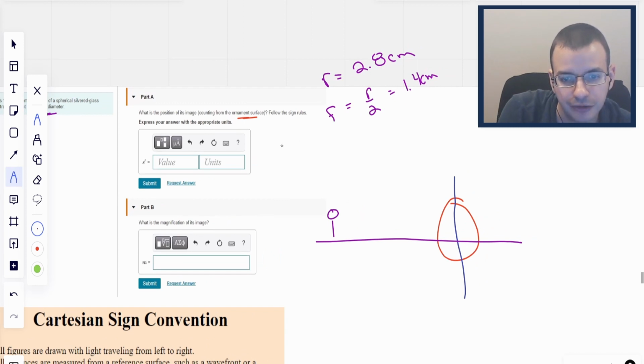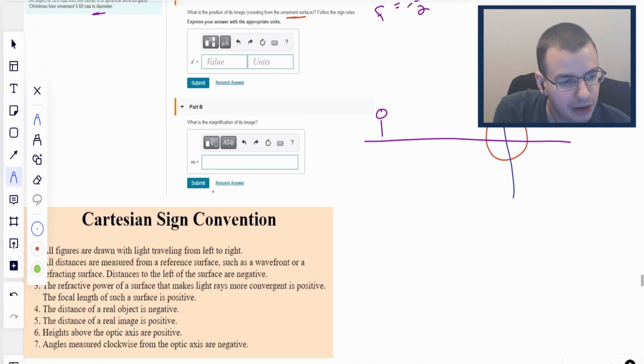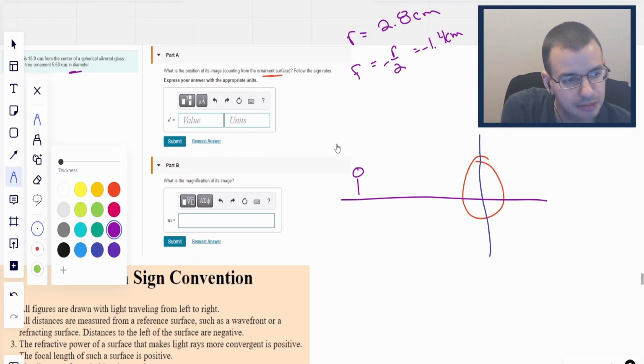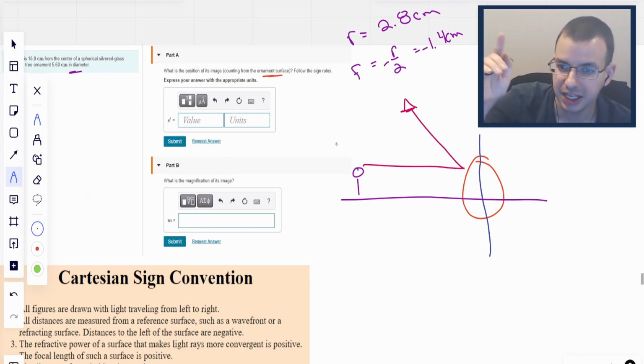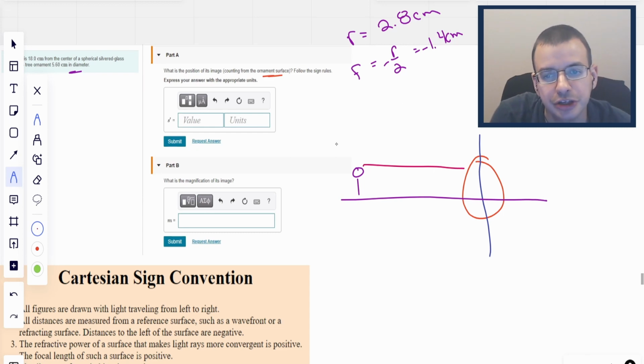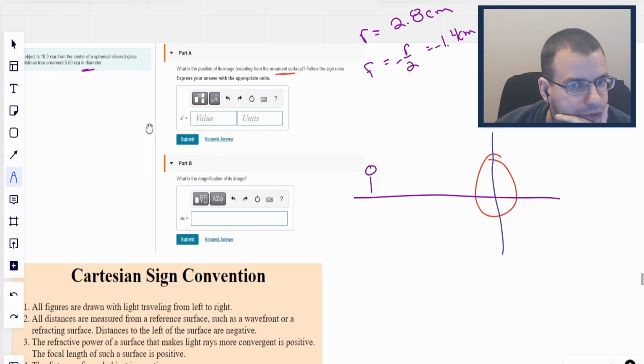And our focal point here is going to be negative because the refractive power of a surface that makes light rays more convergent is positive. This is divergent because if you look at it, it hits the spherical mirror and diverges. So it doesn't converge to a point, therefore it's not positive, i.e. negative. Okay, so now we got that.